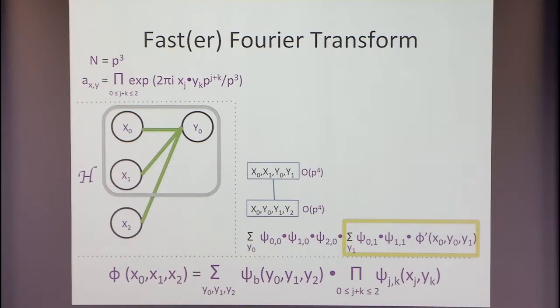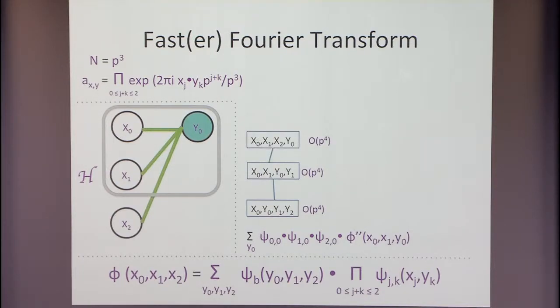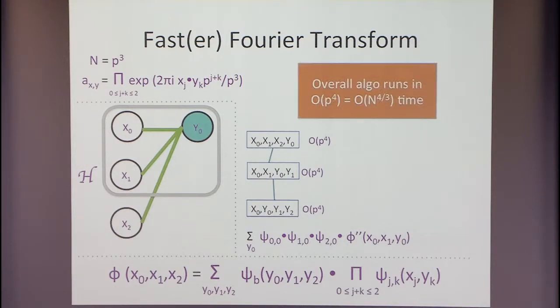Okay. So this is where I'm at the end. I have this phi double prime of x0, x1, y0, and I have this summation over y0. And note that once I do this summation, I'm done. I'll get my phi of x0, x1, x2. So again, in this case, all the factors that remain you have to multiply. Again, use the trivial algorithm, p to the 4, you are done. So overall, it's p to the 4, which is n to the 4/3 in this case.